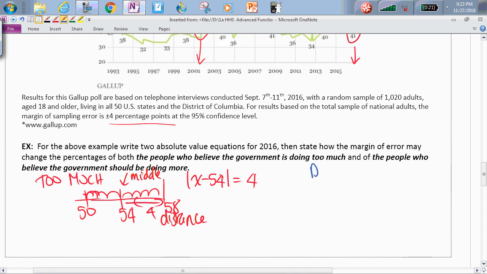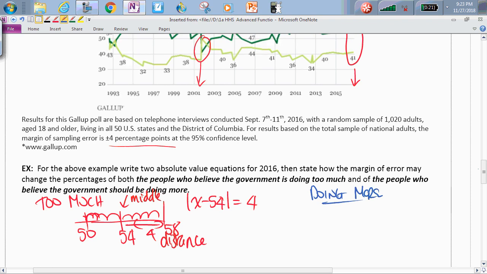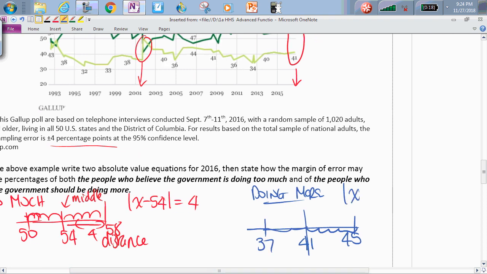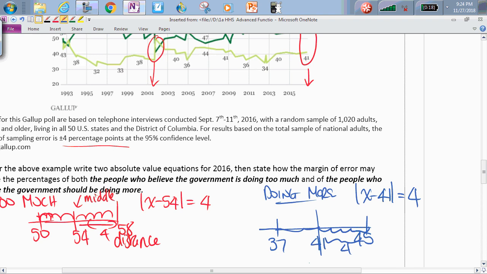And then talking about wanting the government to do more, that would be the light green one, and that's at 41. That's got the same percentage or margin of error, plus or minus 4, so the middle value is 41. If you add 4 to that, you get to 45. If you subtract 4 from that, you get to 37. So it's the absolute value of x minus the middle value equals that distance of 4. And it's that basic. Alright, we are done.